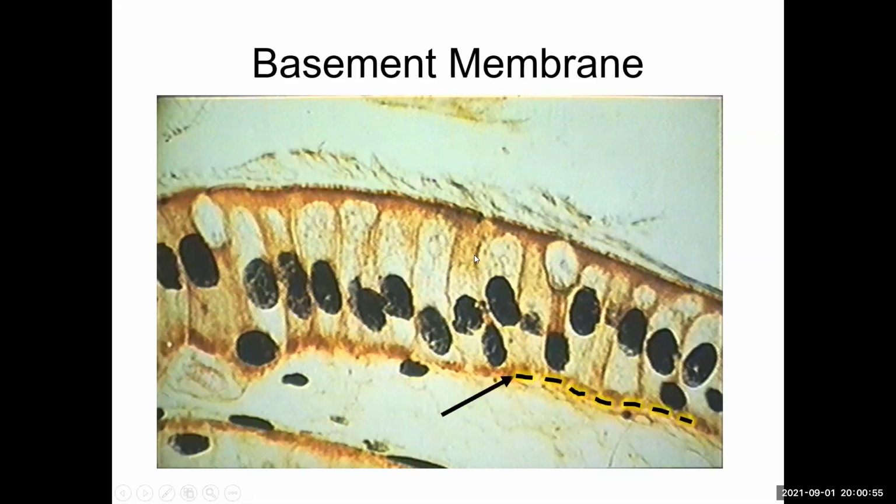All right. This dotted line here, that dashed line, there you go. That's the basement membrane. Remember, this is brown coloration down here. That's the basement membrane.